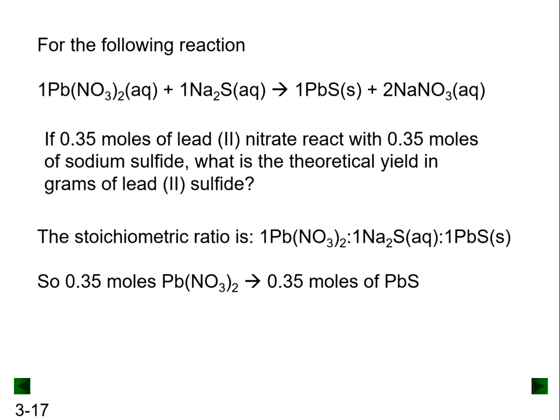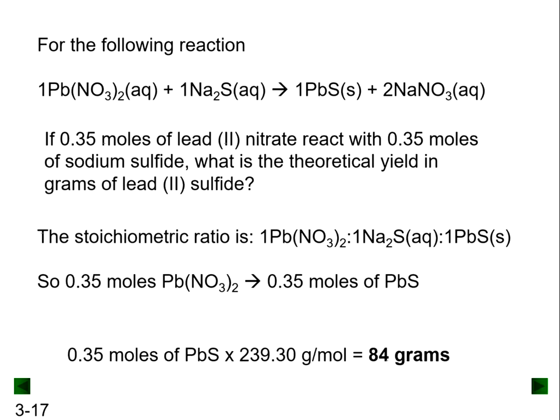But if we want to convert this moles of lead 2 sulfide into grams, what do we need to do? Well, we need to have the molar mass of the lead 2 sulfide to convert moles into grams. So as we do that, we calculate that number out. It's 239.30 for lead 2 sulfide. So 0.35 moles of the lead 2 sulfide times the molar mass gives us our answer, which is 84 grams.